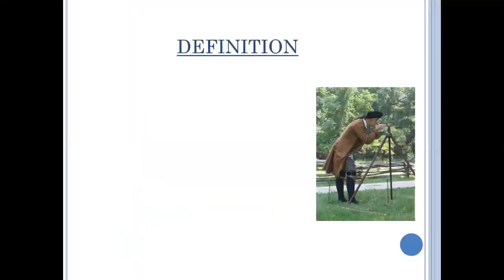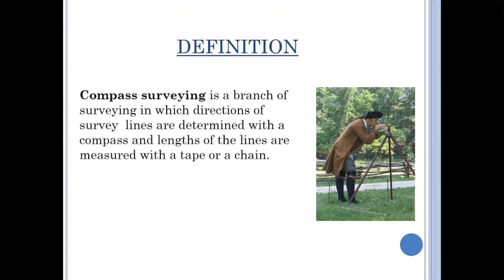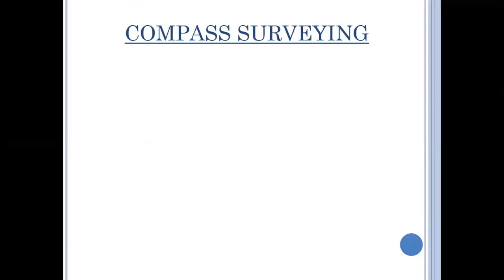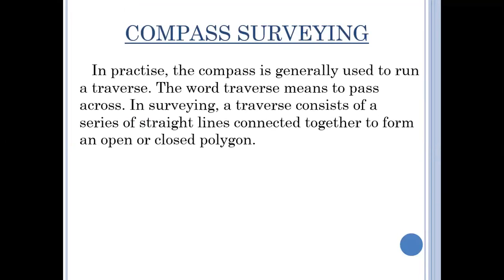So if we try to recall the definition of compass surveying, this is considered as a branch of surveying in which the directions of survey lines are determined with the aid of the compass and the lengths of the lines are measured with a tapered chain. In practice, the compass is generally used to run a traverse. The word traverse means to pass across. So surveying a traverse consists of a series of straight lines connected to form either an open or a closed polygon.